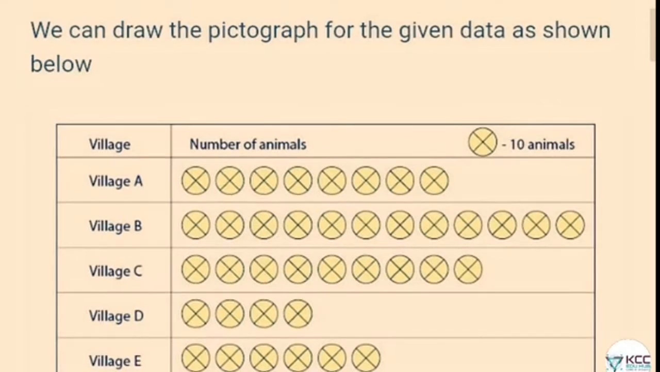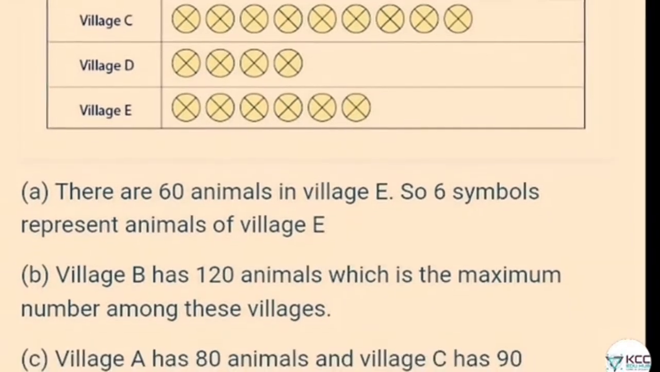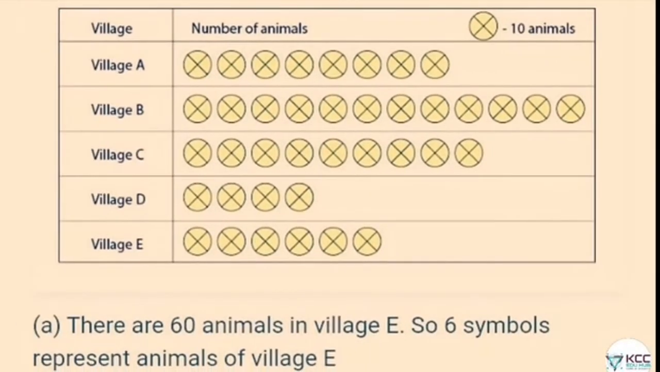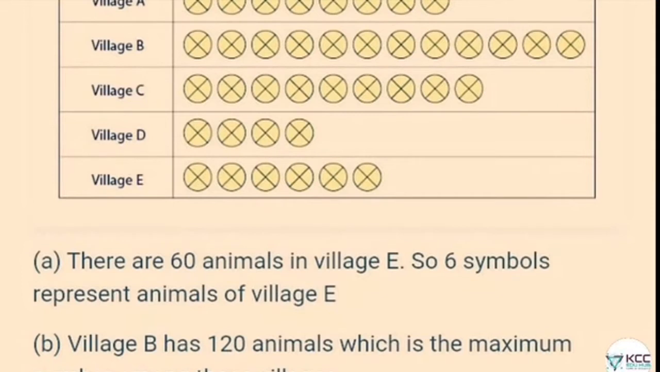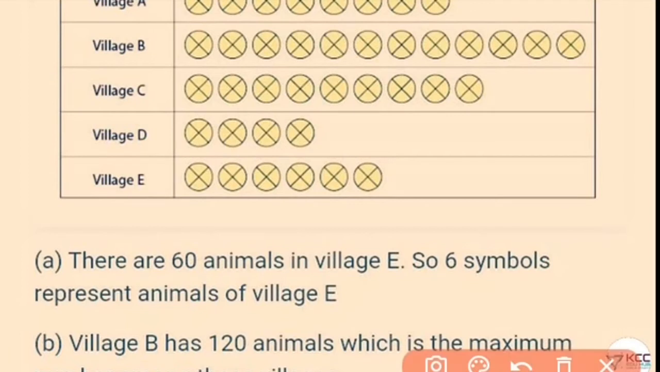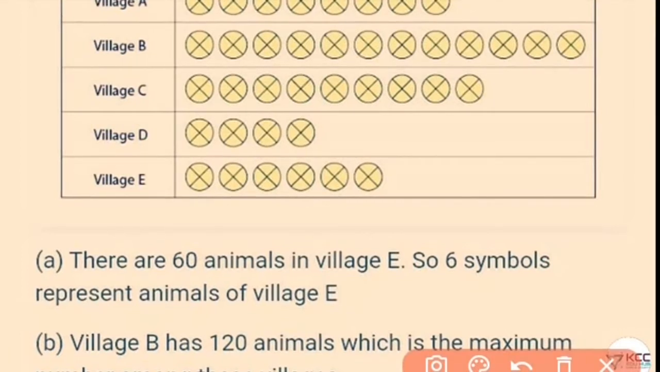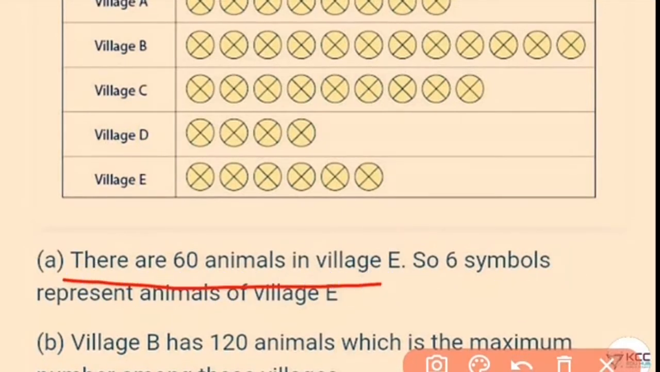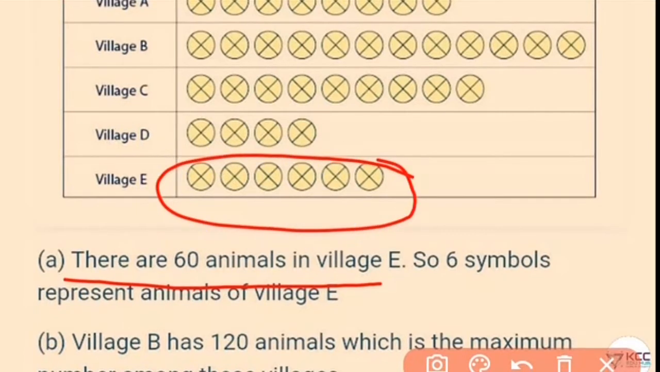Now the answers. The question A is how many symbols represent animals of village E? So in village E, how many symbols are there? We don't have to write the number of animals. Last year some students wrote only the number of animals, but the actual answer is the number of symbols. There are 60 animals in village E. So how many symbols do we represent? 6 symbols represent animals of village E.